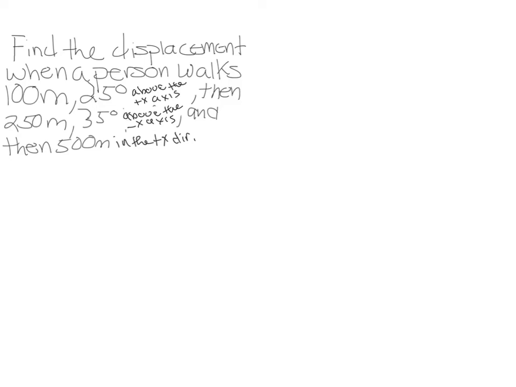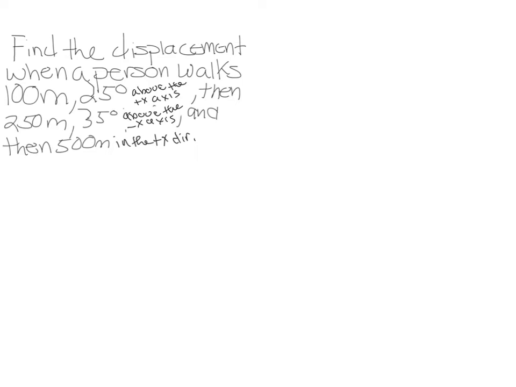Alright, so in this video we're going to discuss the problem: find the displacement when a person walks 100 meters 25 degrees north of east, then 250 meters 35 degrees north of west, and then 500 meters due east. Now the first thing I want to do is sketch out a tip-to-tail drawing, just a rough sketch, not to scale, to show you the idea of what we're actually doing here, because the component method diagram doesn't help us visualize what's actually going on here.